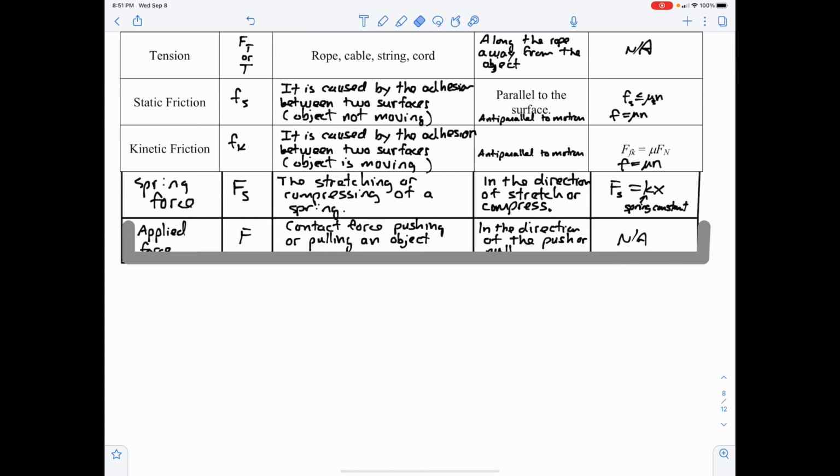Lastly, we have an applied force. An applied force is a contact push or pull on an object. It is labeled with a capital letter F, and it's always in the direction of that push or pull, and there's no special equation needed for it. Think of an applied force as any time you actually touch something to push or pull it. So if you're pushing a stroller or pushing a shopping cart, you're pushing it forward, you're touching the object to apply the force.